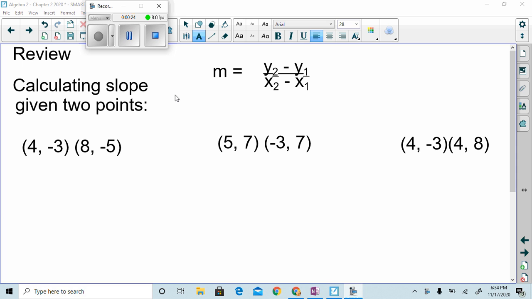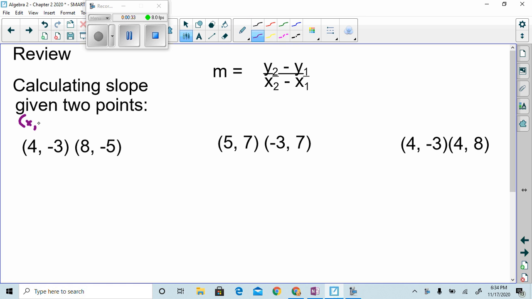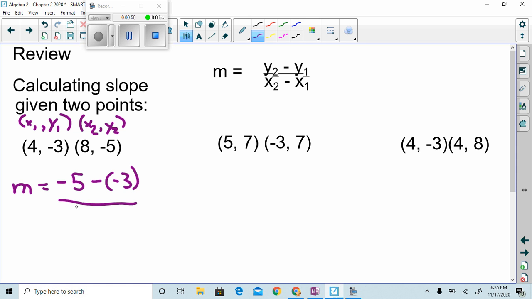We start with the slope formula, which is given here. You can easily label your points as your x1, y1, and your x2, y2. First point, second point, that's all that represents. So we take our y2, negative 5, minus a negative 3, and that's over 8 minus 4. Let's go ahead and simplify.